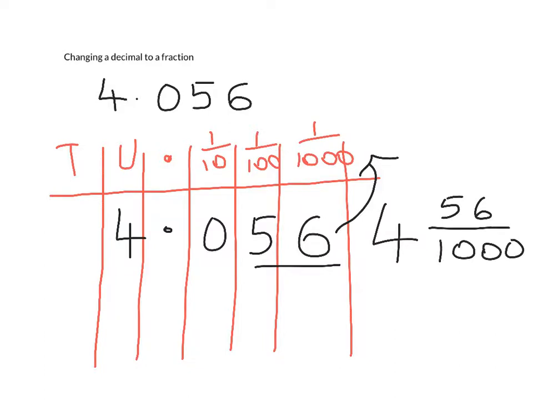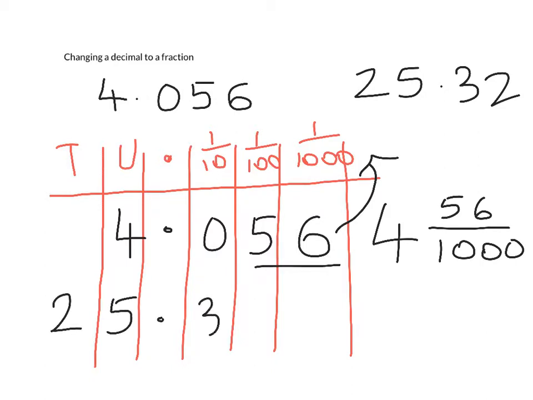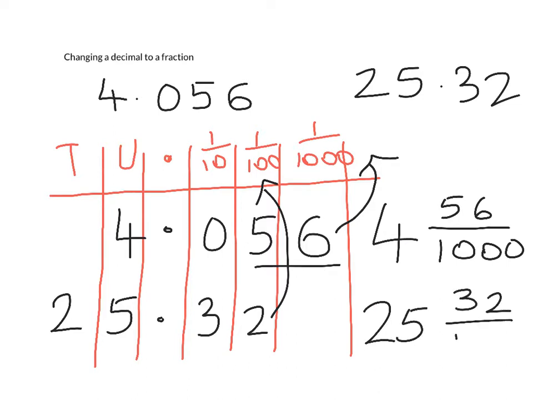If I look at a second example, let's take the example of 25.32. So I'll write it in my notation board. I've got 25.32. This time I've only got as far as the hundredths. So my whole number is 25 and 32 hundredths.